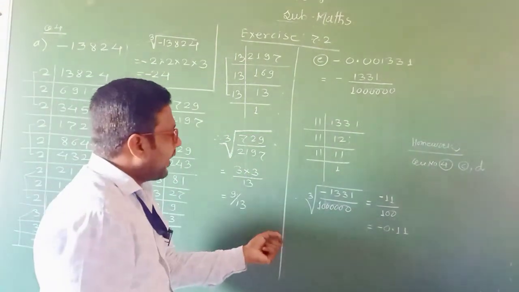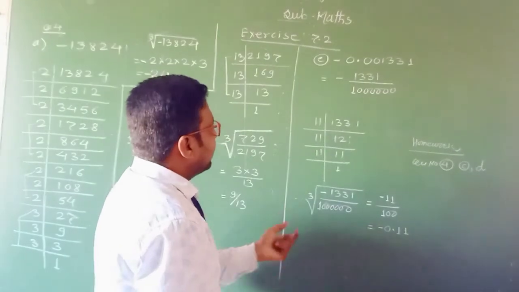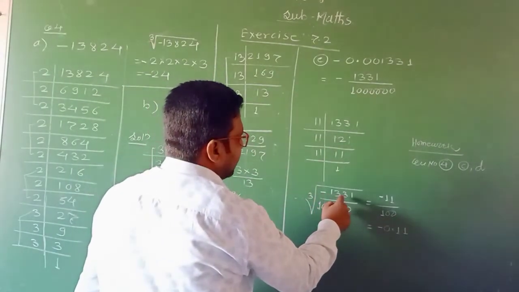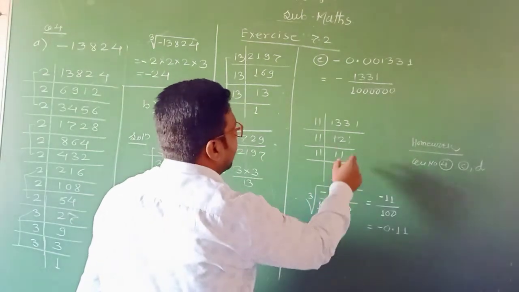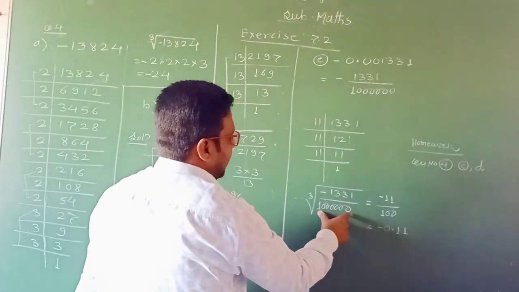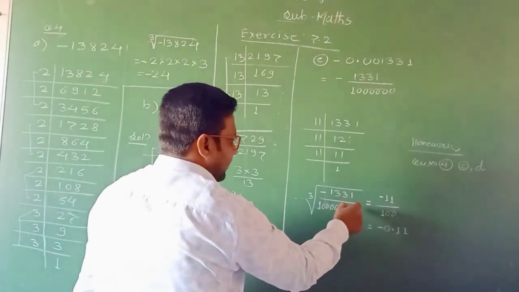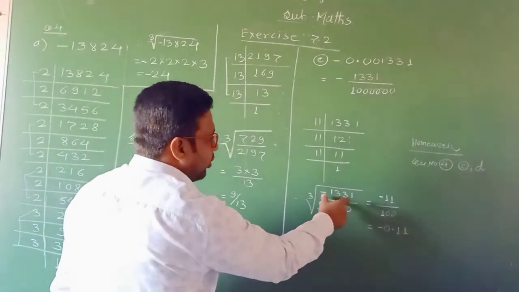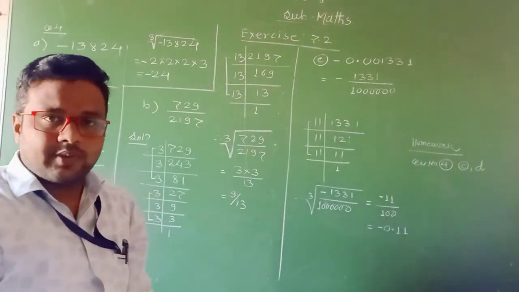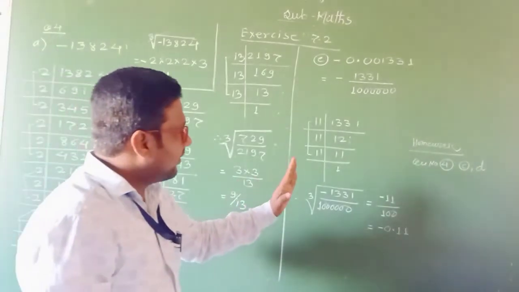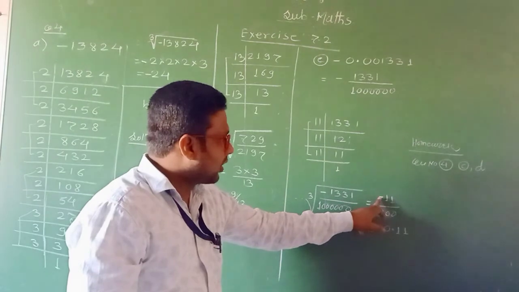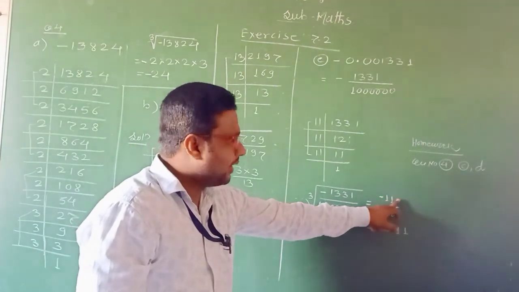Now to find out the cube root of this fraction, that is minus 1331 upon 1 followed by 6 zeros, that is 10 lakh. This is equal to, now cube root of 1331. Now in the group of 11, 3 numbers are there. From that we take 11, one number. The negative sign is there, therefore the cube root is negative. Negative 11 here we get.